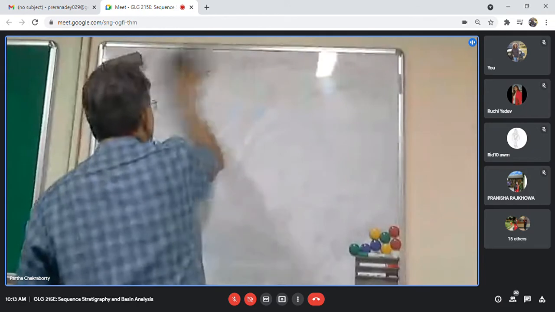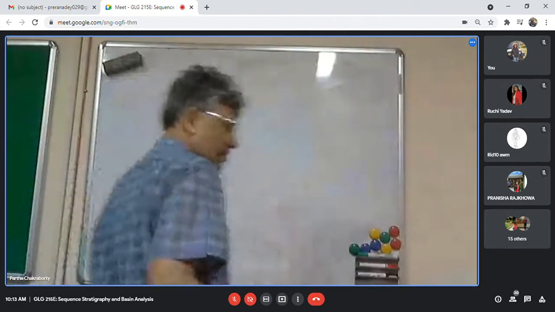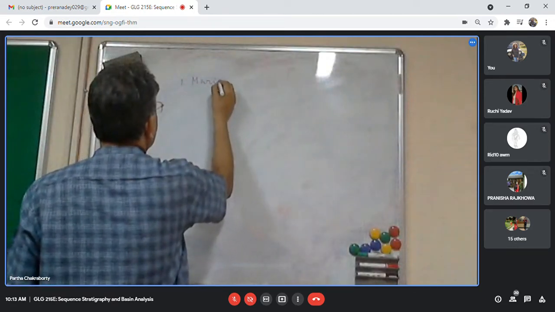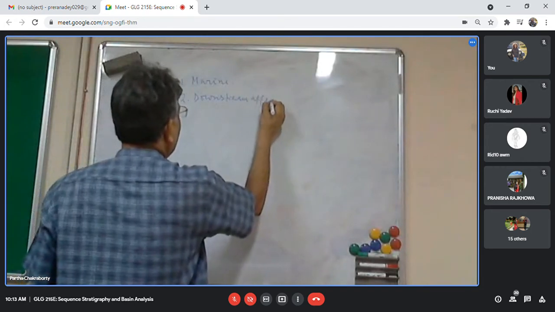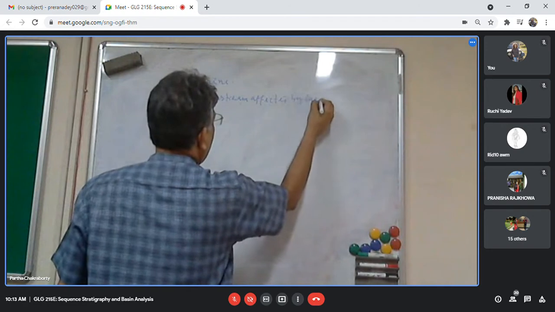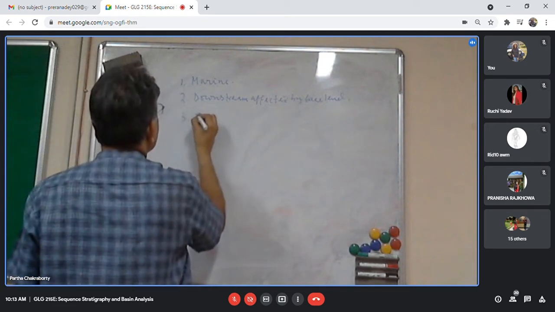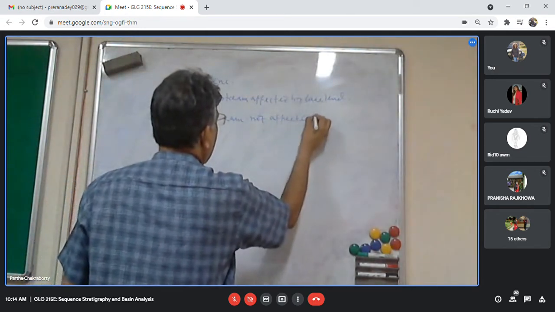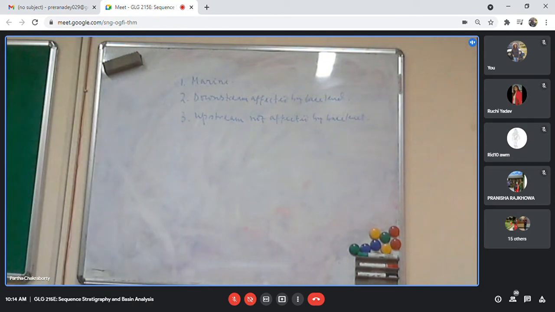So now we will see these three different parts. One is the marine part, one is the downstream, which is affected by base level, and one is upstream, not affected by base level.